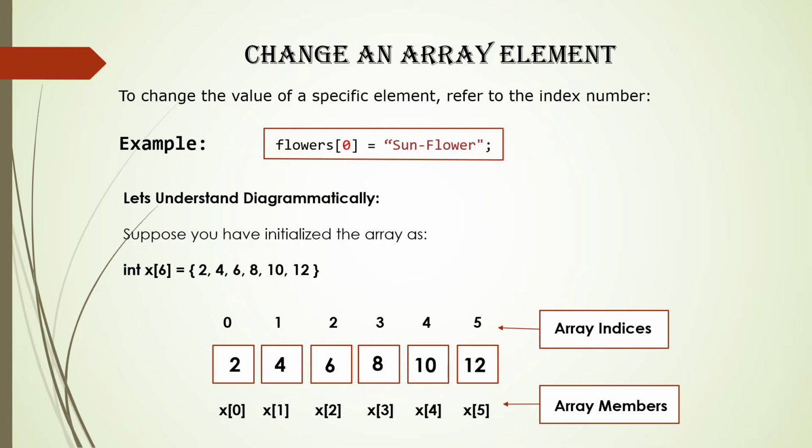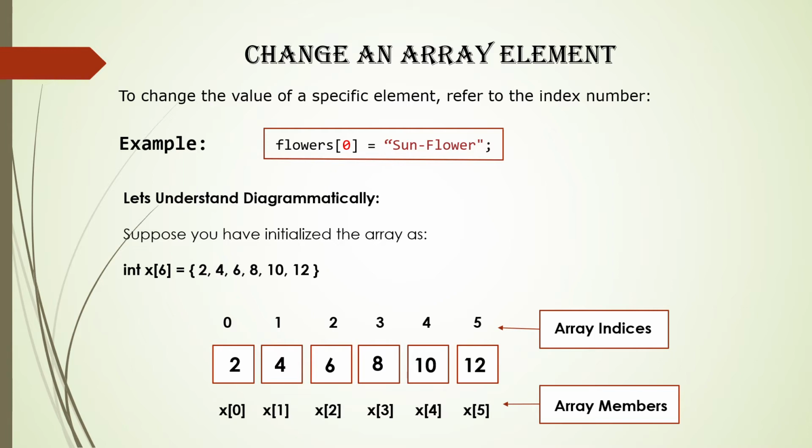What is actually happening is all the elements are stored in particular blocks and get assigned to a particular index value. See, 2 is assigned to index value 0, 4 is assigned to index value 1, and likewise it will go. And how can you access those elements? If you call x of 1 then the value 4 will get accessed, and if you call x of 4 then the value 10 will get accessed.